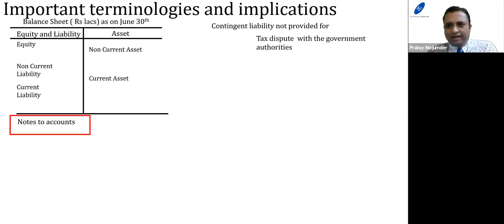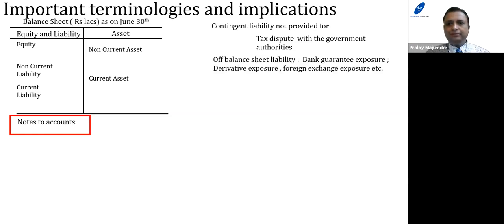Why will the company not provide? The moment the company provides, the income tax department will say, you yourself have accepted that there is a possibility of devolvement, so you should make a payment. That's why, please remember, in the case of a tax dispute, the company may not provide the full amount. Then there are off balance sheet items like bank guarantees. Suppose a corporate has given a guarantee of raising funds on behalf of another corporate. In that case, it will come as an off balance sheet item. Similarly, derivative exposures and foreign exchange exposure will come as off balance sheet items.